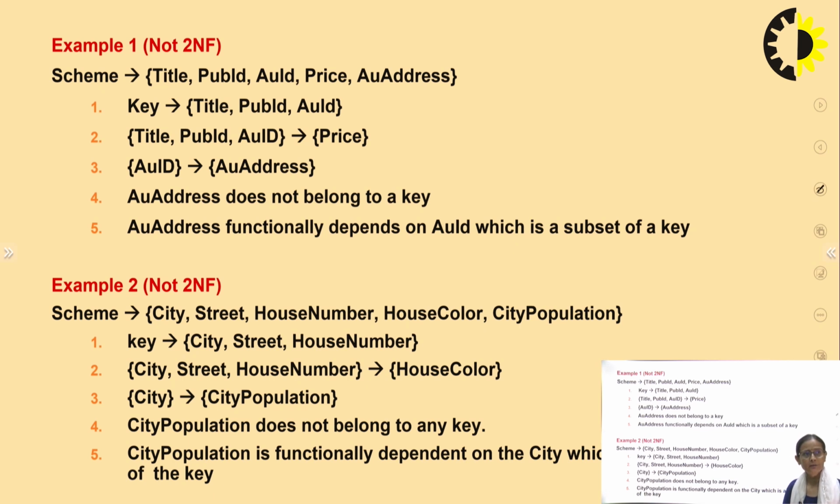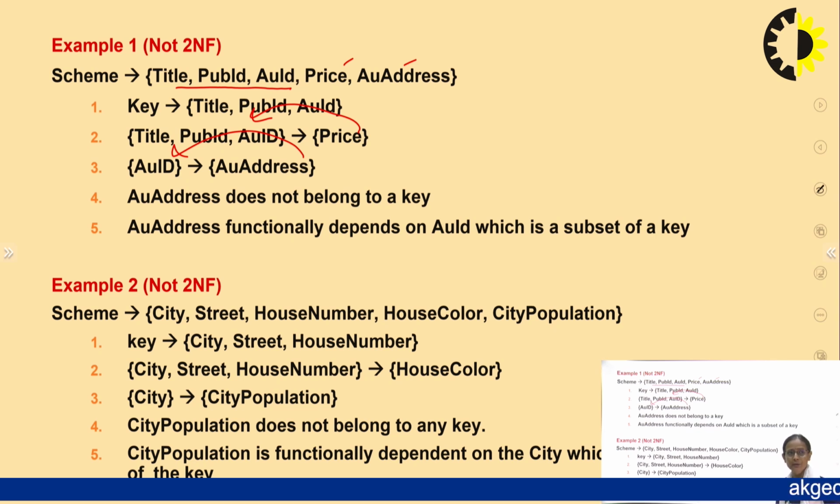Another example: we have a schema with title, publication ID, author ID, price and author address. Here the keys are title, publication ID and author ID. If I look at the non-prime attributes, price and author address, then price is dependent on the full candidate key, whereas author address is dependent only on author ID. Author ID is a subset of a key, so again this schema is not in 2NF.